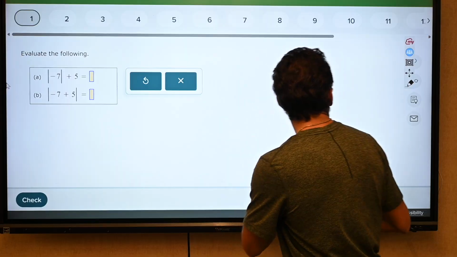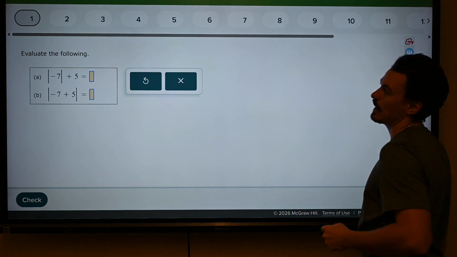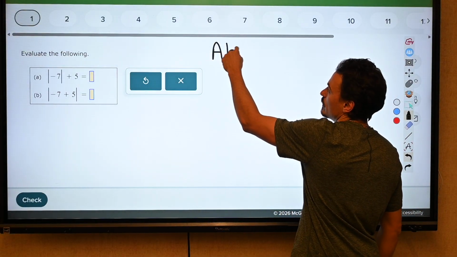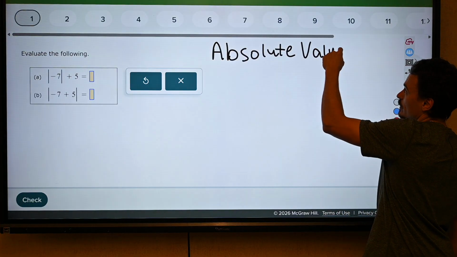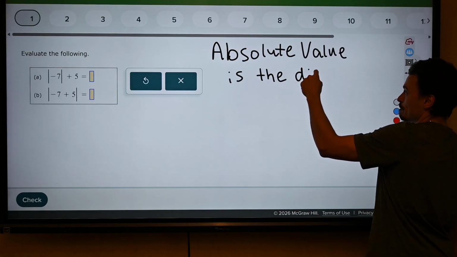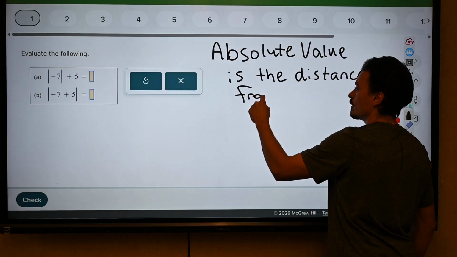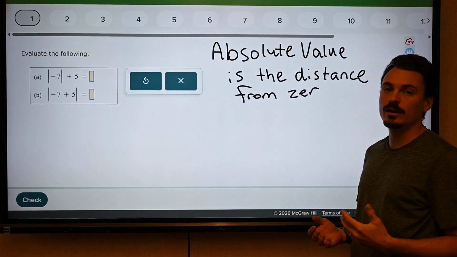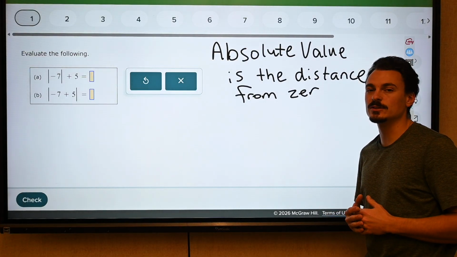Number 1, we are talking about absolute value in this assignment. Okay, so this whole thing is about absolute value. If you don't have this in your notes yet, which you should, absolute value is the distance from 0. This is something you should have gone over in middle school a little bit, but if not, that's okay. We're just talking about the distance from 0.